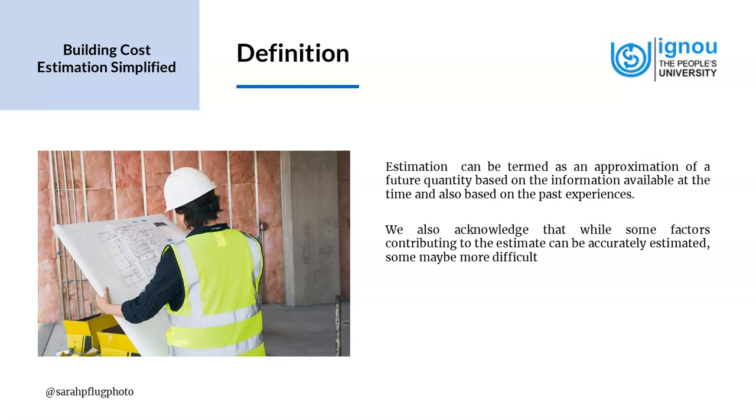So from this we get the understanding that estimation is an approximation and it is for a future quantity. And for this we rely on the information available currently with us and also on the basis of our experience from the past. And we may not have all the facts and information in place at the time of estimation, but we still will be able to have an understanding of what the probable cost is going to be in the future.